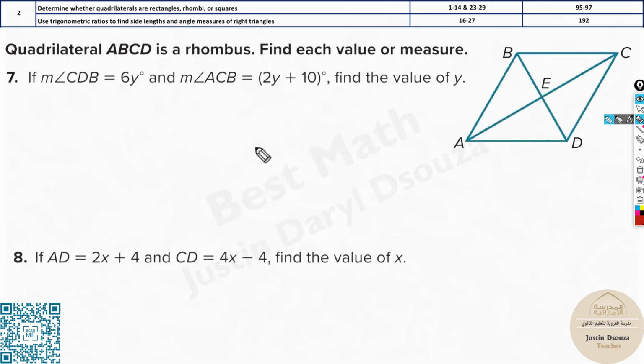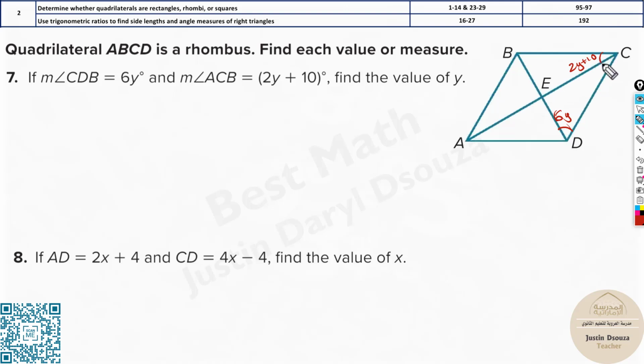And over here we have a few more problems. Measure of this angle, meaning the measure of the angle CDB, is 6y degrees. CDB, this angle is 6y. Measure of ACB, where ACB is 2y plus 10. And we need to find the value of y. So now how would we do this? Now from here, 6y, how can we get any information over there, right? But there is one important thing which you must remember.